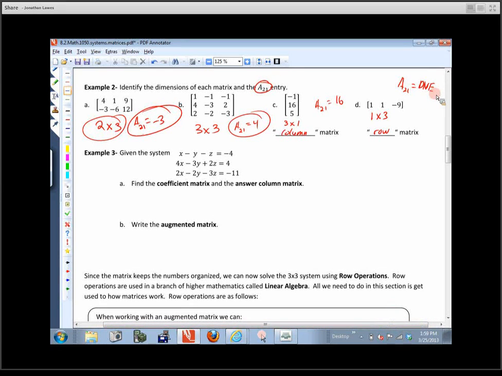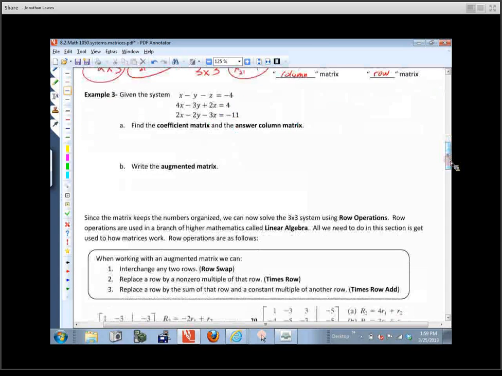Okay, do you want it to stay that easy? Yes, please. Okay, see what I can do about that, but it's going to get slightly more difficult. Okay, let's take a look at example 3.